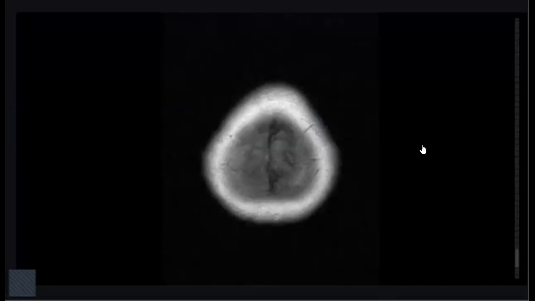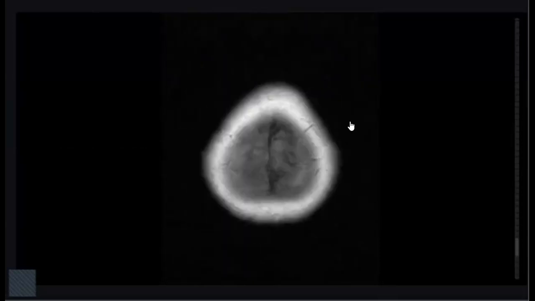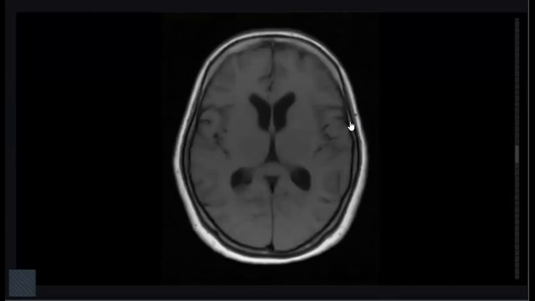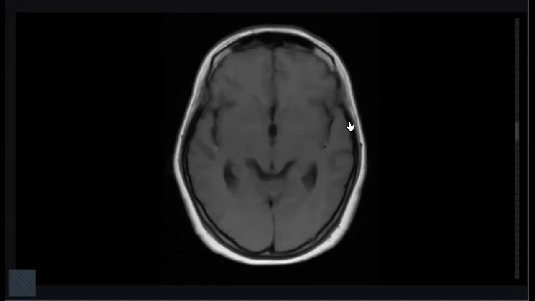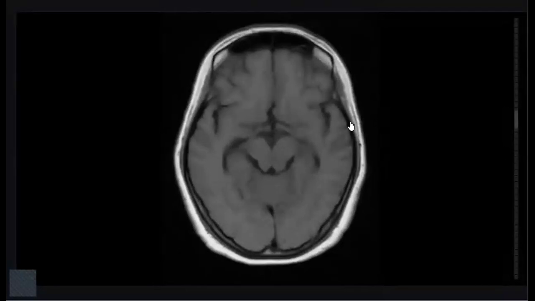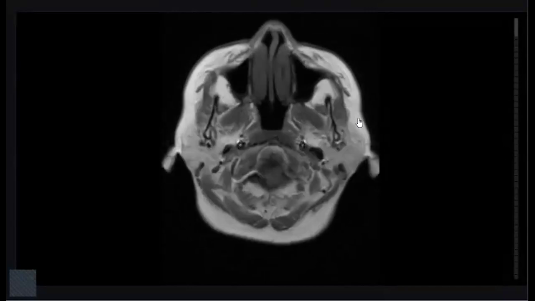Okay, I'll give you the history. This patient, 40 years old female patient with right hemiparesis. Okay, this is the MRI of the brain. T1 weighted images. 40-year-old female with history of right hemiparesis.